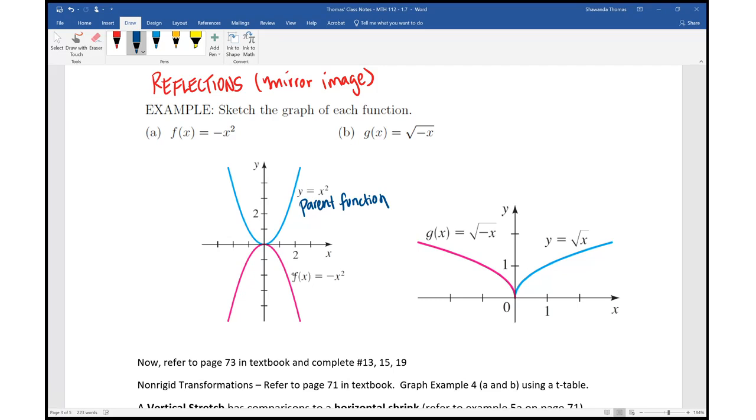Because now, if we did a t-table, for example, f of x equals negative x squared. If you plug in negative 2, negative 1, 0, 1, and 2, for example, we'll get negative of a negative 2 squared, which is negative 4. Negative of a negative 1 squared, which is negative 1.